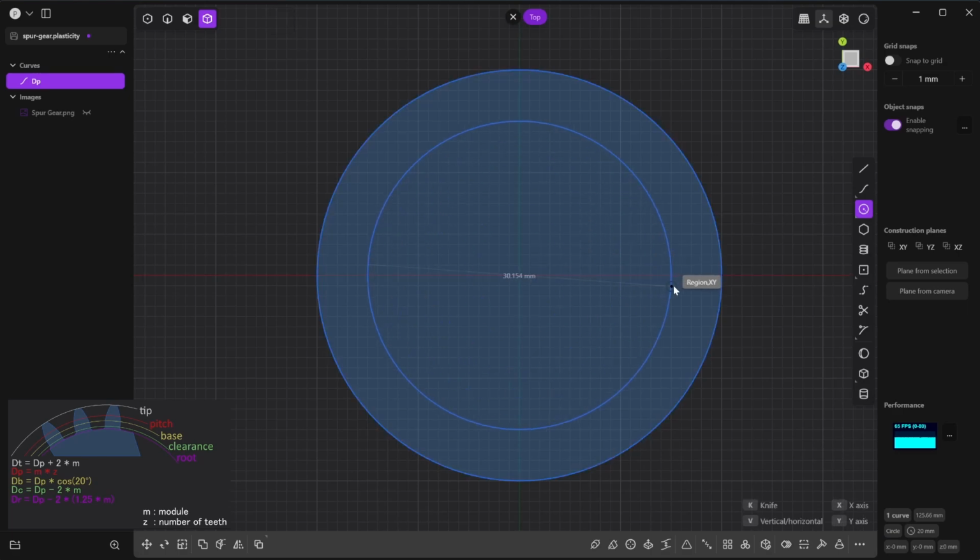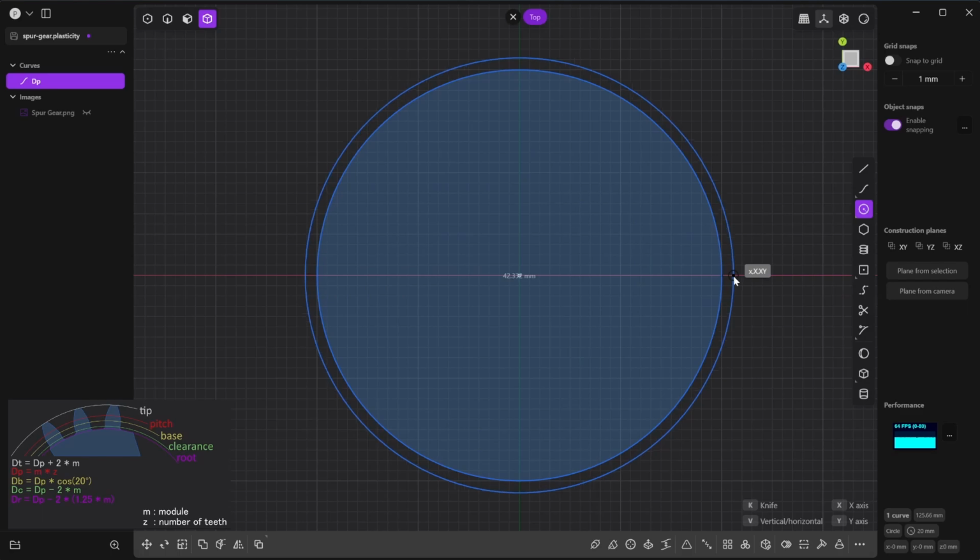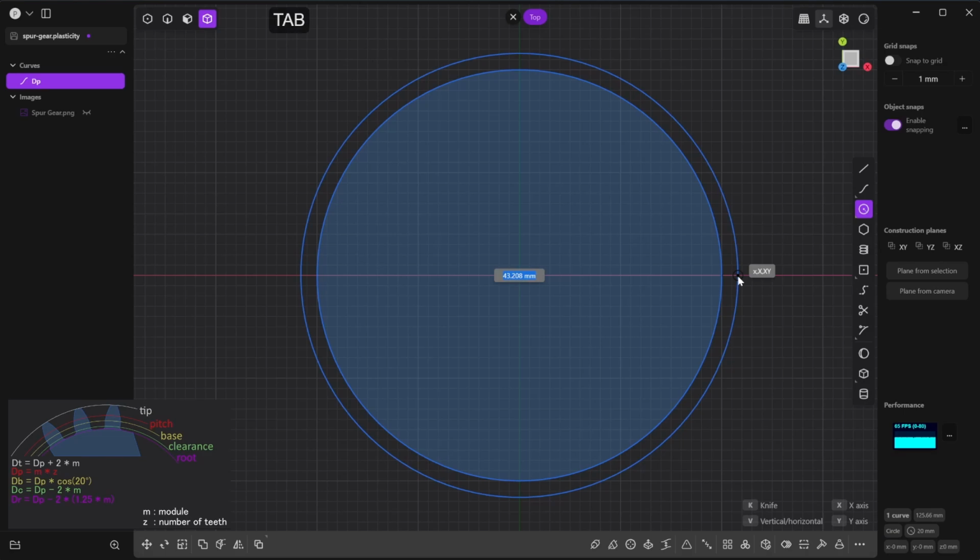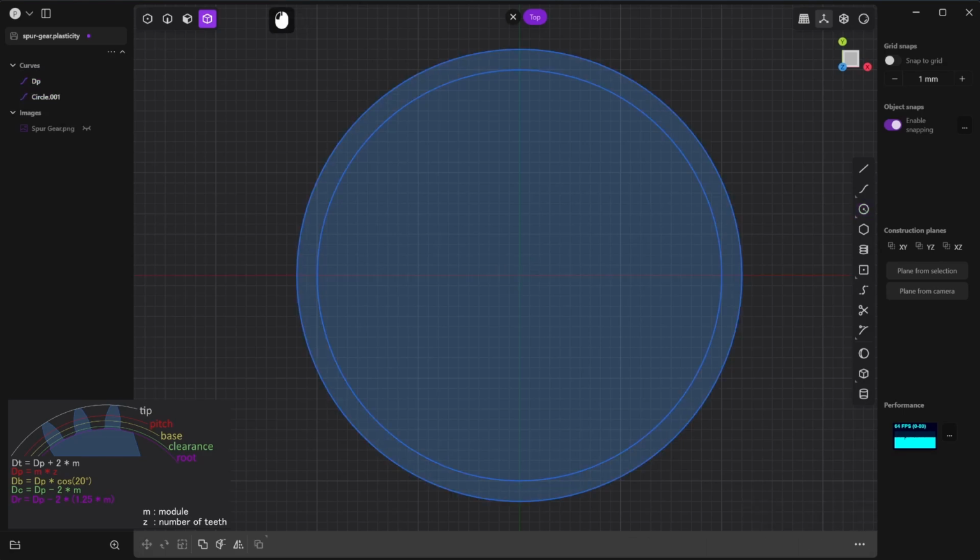The next diameter is the diameter of the tip. Diameter of the tip is diameter of the pitch, which is 40, plus 2m. Since my module is 2, 2 multiplied by 2 is 4, plus diameter of the pitch, then the diameter of the tip is 44. The next diameter I'm going to calculate is the diameter of the clearance, which is equal to diameter of pitch minus 2m. As you can see, this is the opposite calculation to diameter of the tip. So diameter of pitch is 40 minus 2m, meaning 40 minus 4 equals 36.